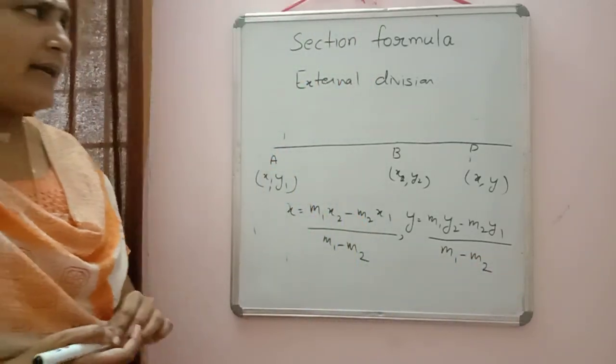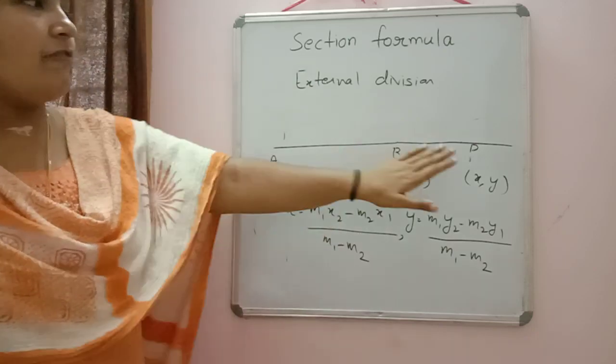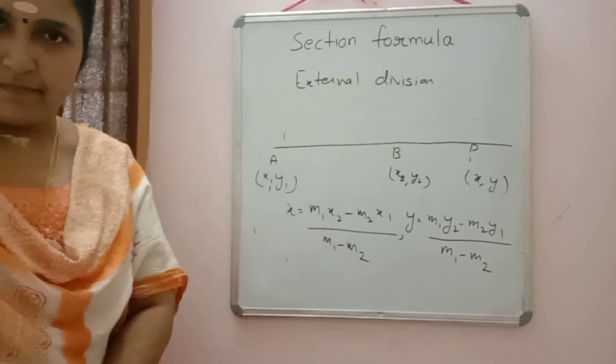This you don't have to write there. I just explained you the concept. In case of external division, always ratio will be negative.